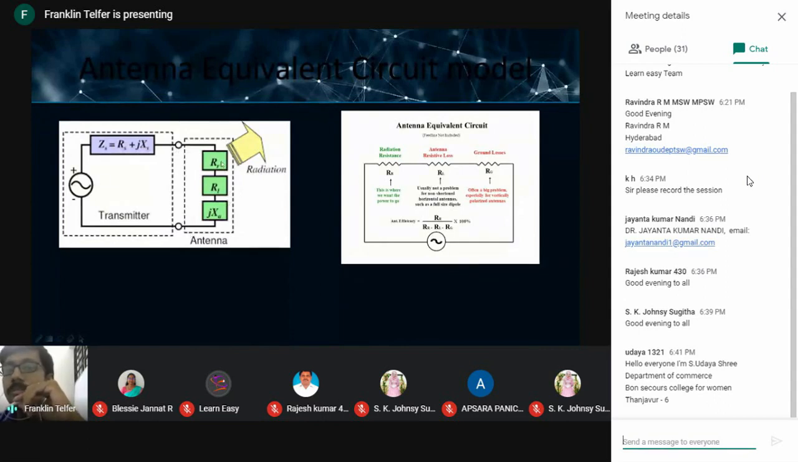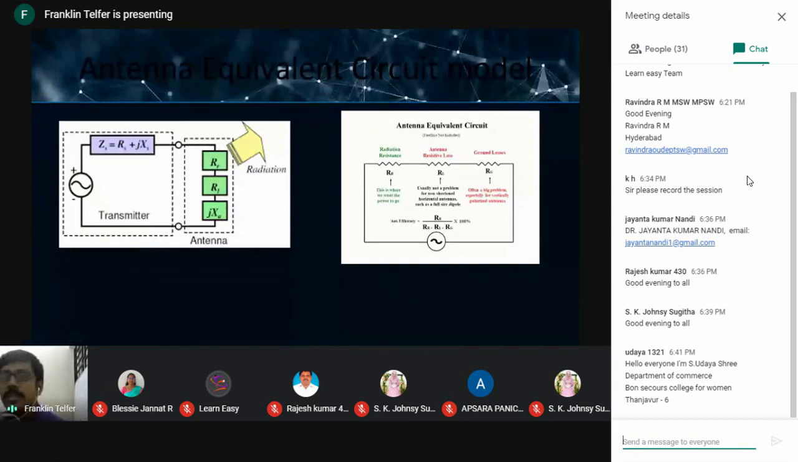When 50 and 50 get matched, maximum power is delivered to the load. The load is your antenna. When maximum power is delivered, the radiation will be more. So what's inside this antenna? Radiation resistance, radiation loss, and some imaginary reactance value. Altogether, it gives you a Z value, an impedance value.